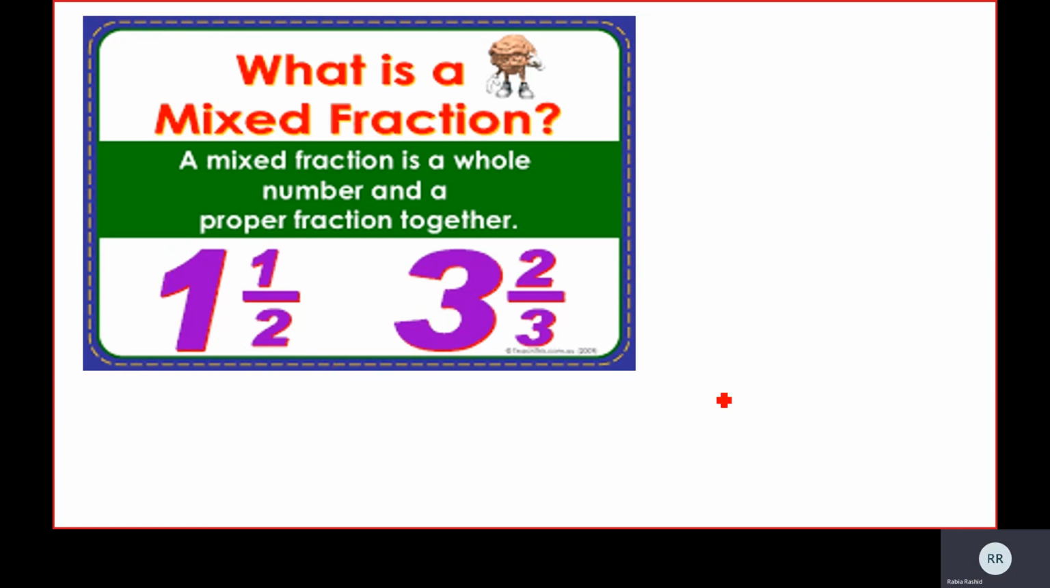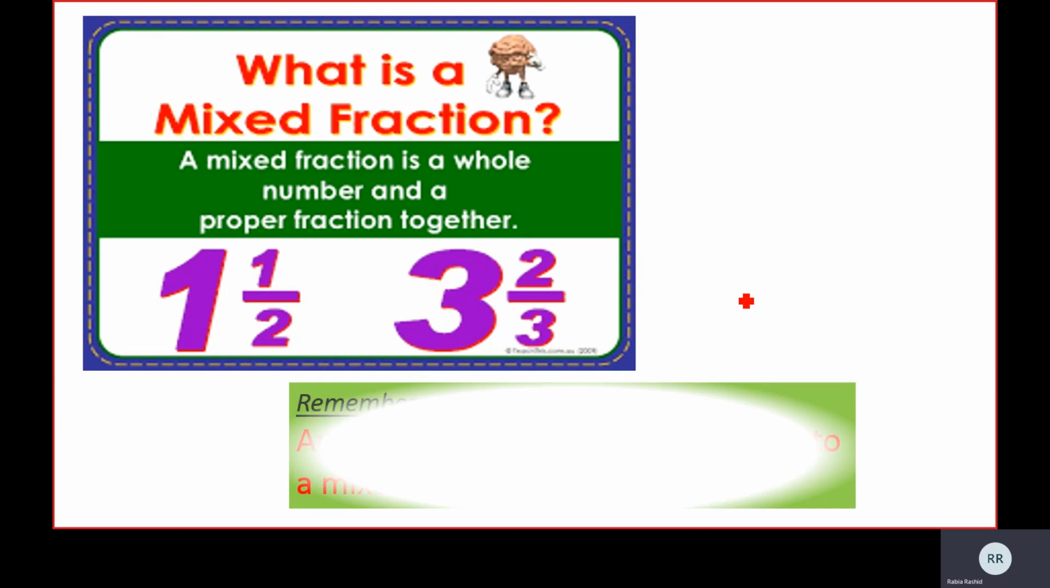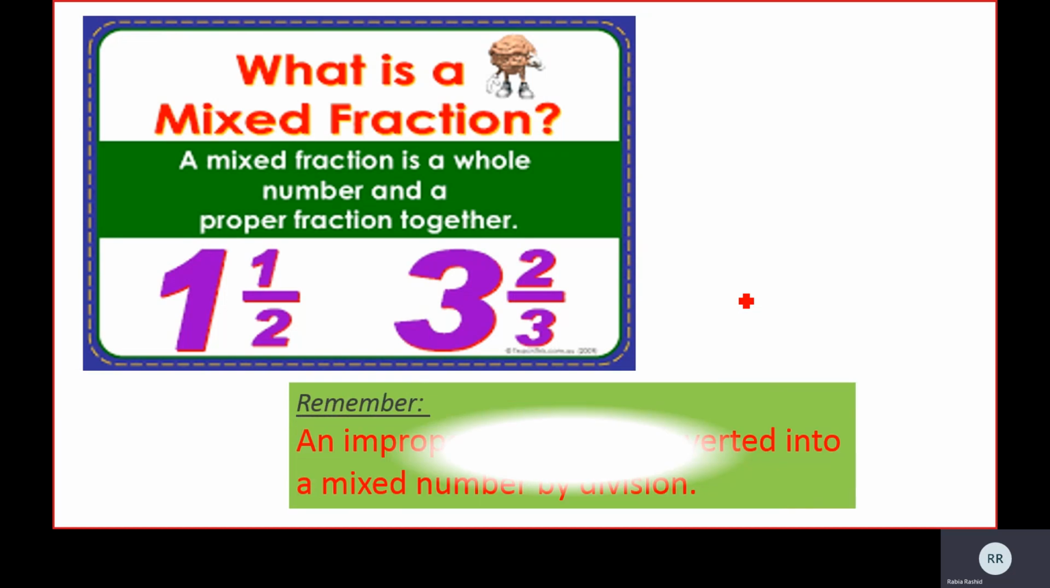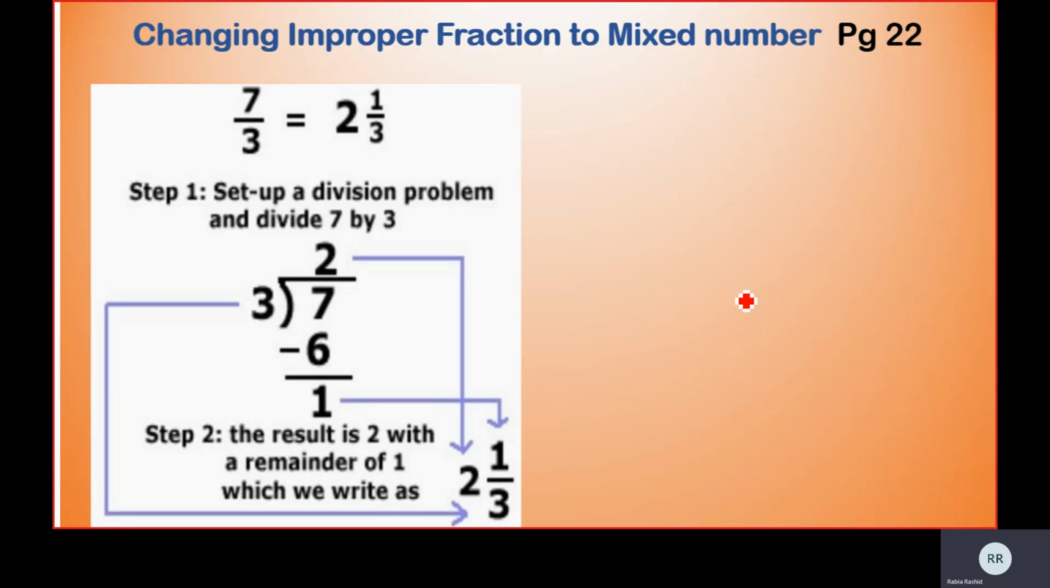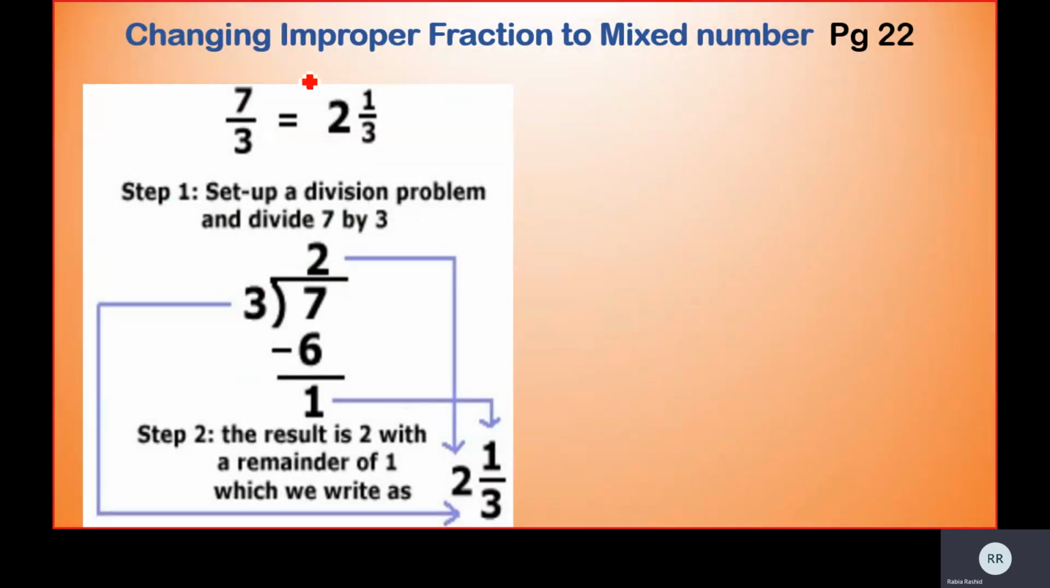I will explain further, but remember that an improper fraction is actually converted into a mixed number by division. As I told you, the numerator will be divided by the denominator with a remainder. That becomes a mixed number. So only an improper fraction is actually converted into a mixed number. This slide will explain how improper fractions are converted into mixed numbers.